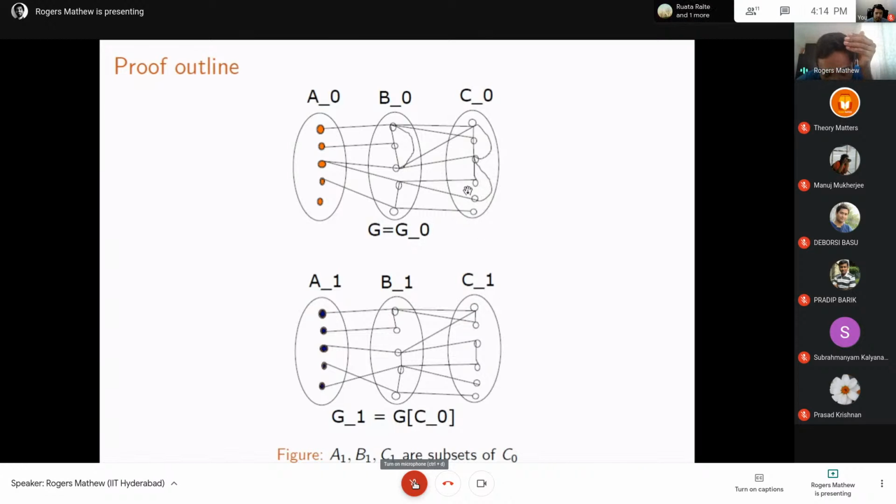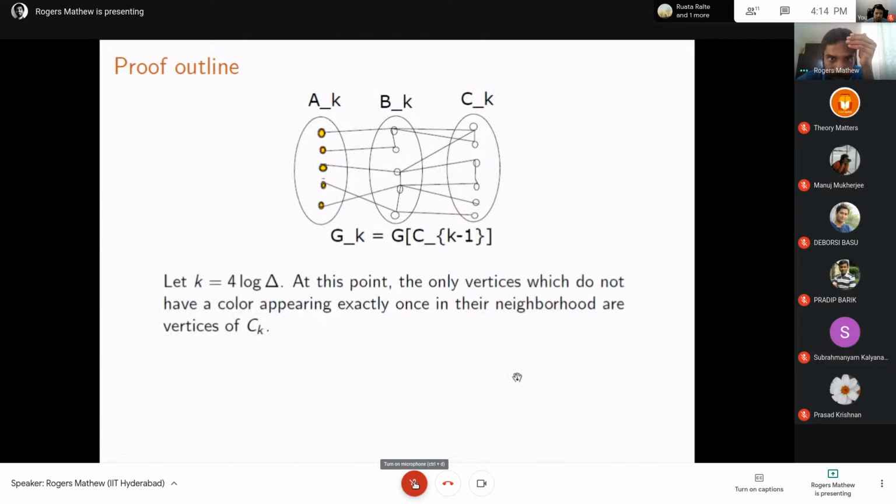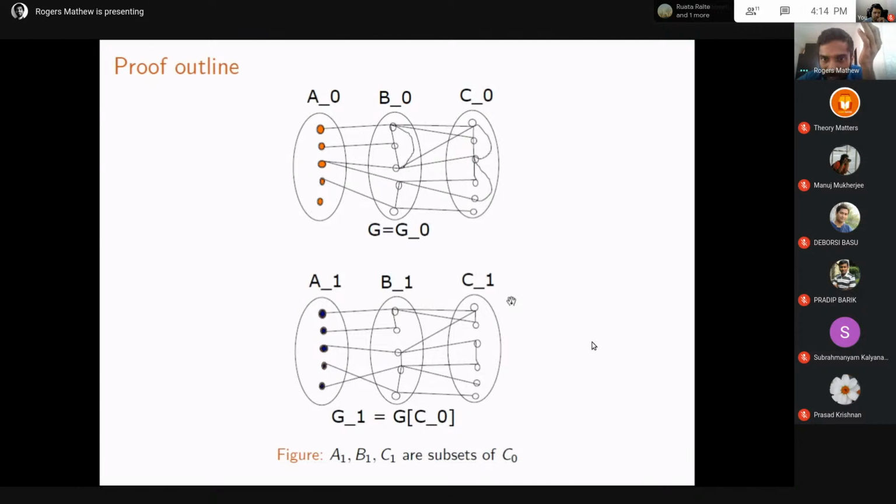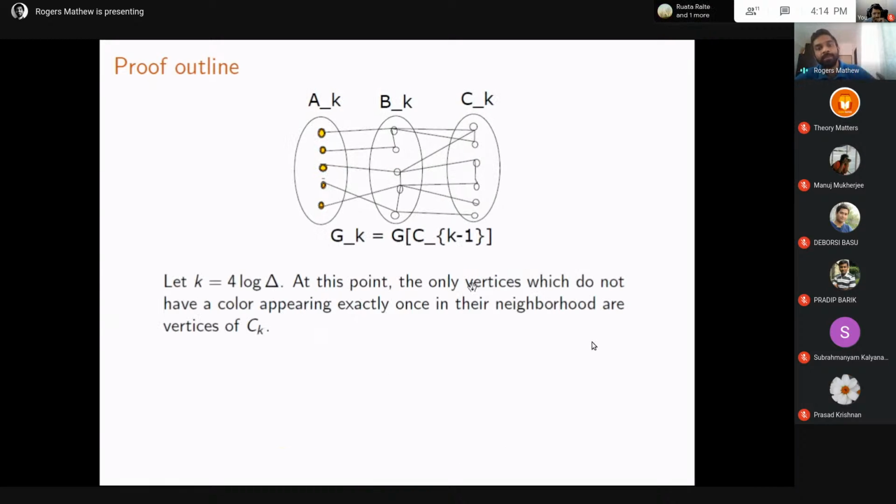The C1 here, you again divide it into A2, B2, and C2. And A2 and B2 are taken care of by coloring A2 with, say, some new color. And C2 is left to be taken care of. You divide C2 into A3, B3, C3. You keep doing this for, say, some K rounds where K equals 4 log delta. It can be anything greater than 4. You can put 100 log delta or something, but again, the constant that we get in the bound may get bad. So you take roughly 4 log delta rounds.